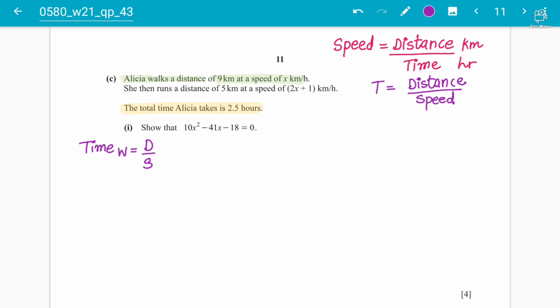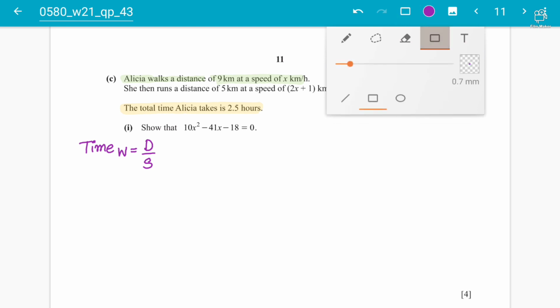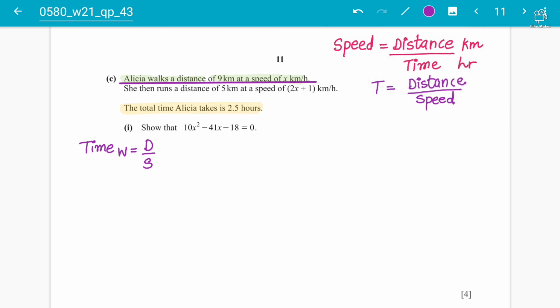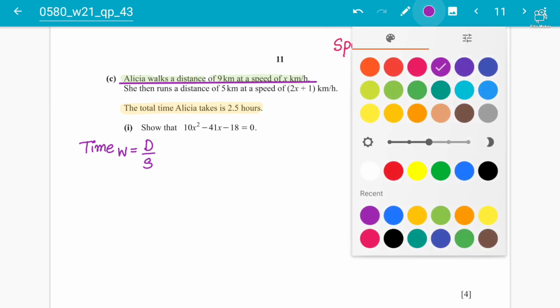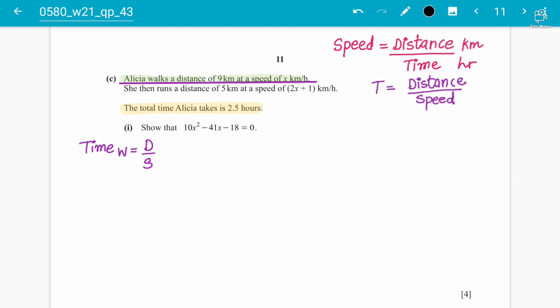So time for walking: the walking distance that Alicia has to cover is 9 kilometers and the speed is x. Again, it's a word problem, so the distance, 9 kilometers, goes at the top and the denominator is the speed. So 9 divided by x hours is the time for walking.